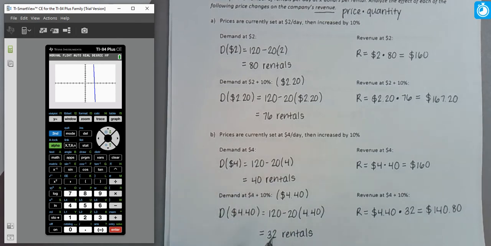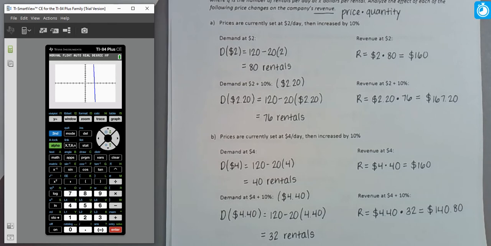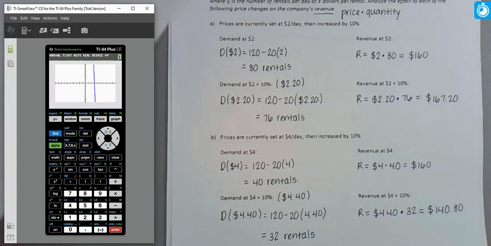So because we ended up losing money, our demand is sensitive to price. It is sensitive to price in the sense that if we continue to lose customers by pricing our product at a higher amount, then we're also losing revenue.